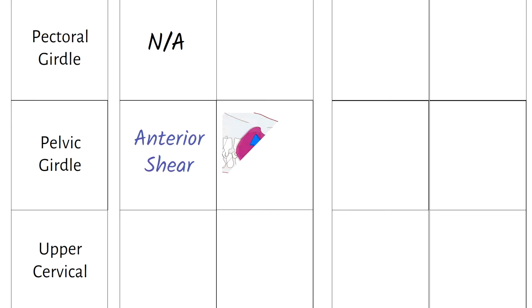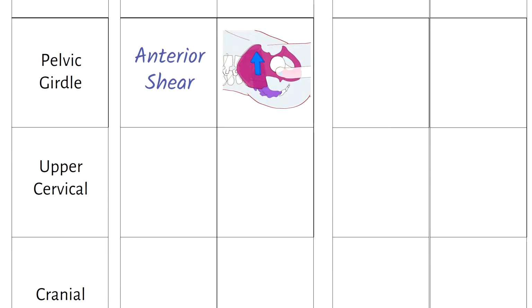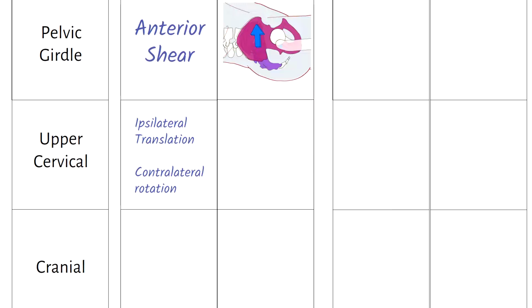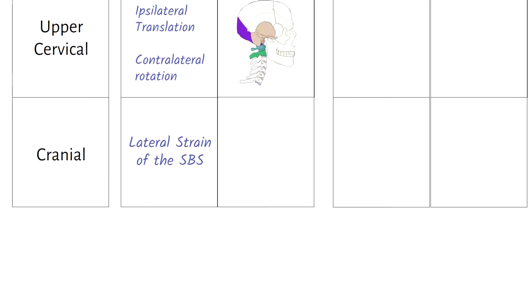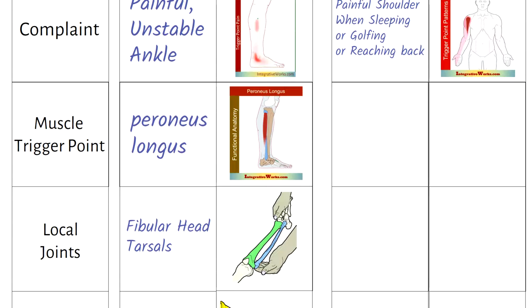Next, if it's in your skill set, you want to look at pelvic balancing and evaluate whether or not that pelvis is posteriorly sheared and needs to be brought anterior. We would want to balance the upper cervicals. Lastly, if you have craniostructural training, we want to look at the lateral strain pattern of the SBS.